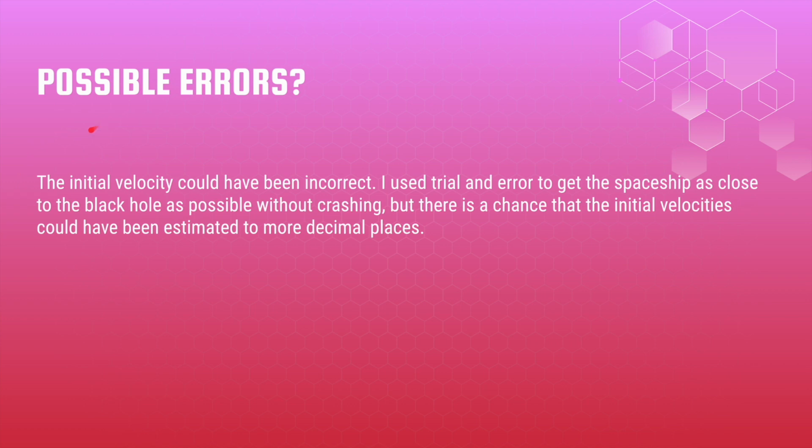A possible error from this experiment was that the initial velocity could have been slightly incorrect because I used trial and error to get the spaceship as close to the black hole as possible without crashing into it, but there is a chance that the initial velocities could have been estimated to more decimal places past what I did.